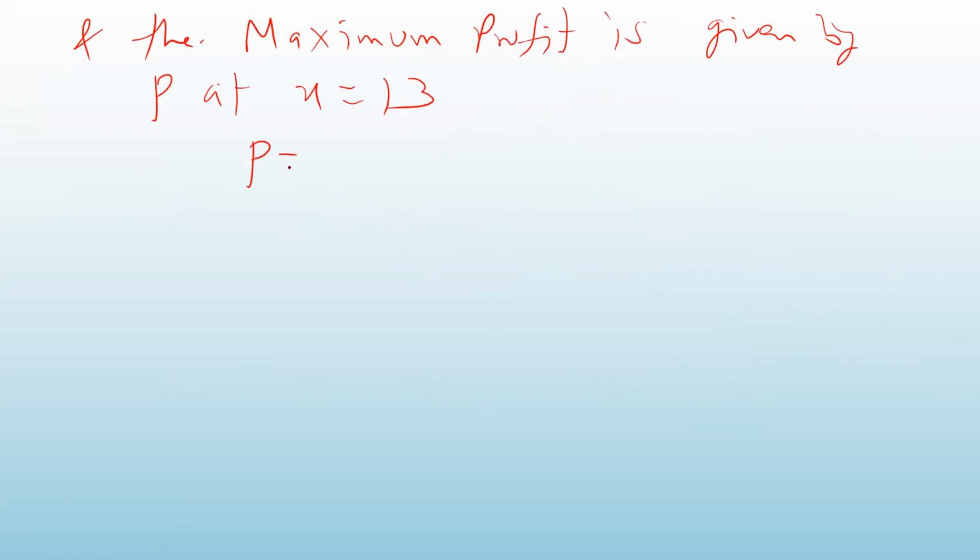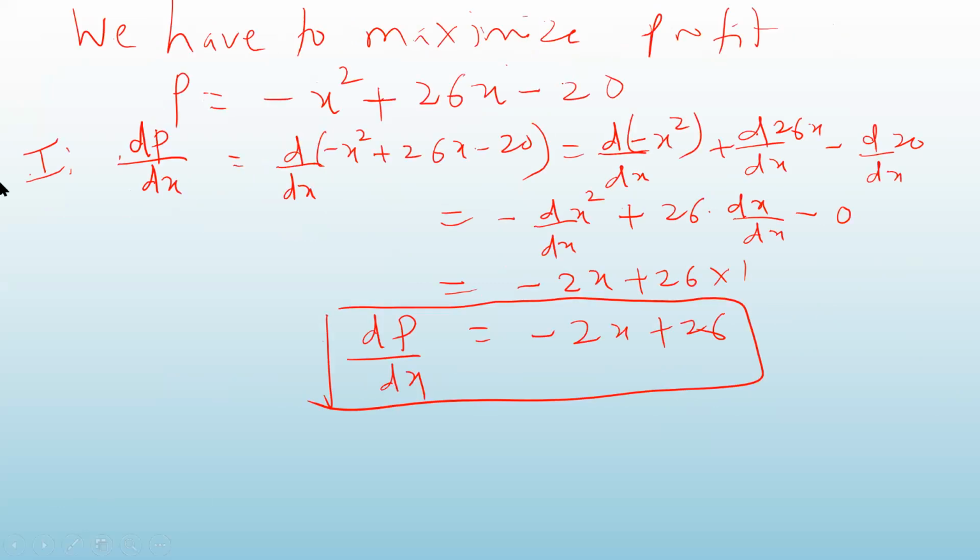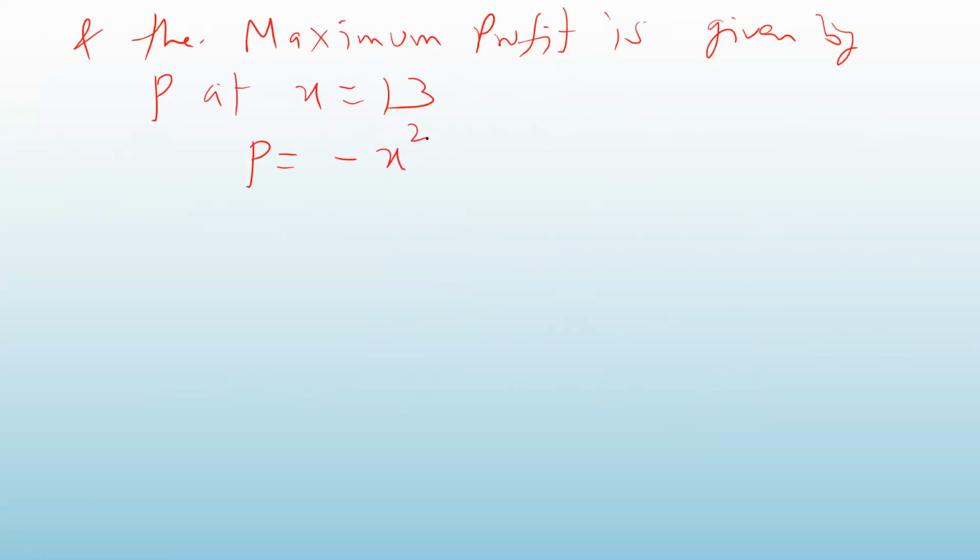The maximum profit is given by profit at x is equal to 30. So what was the formula of profit we got? This was the formula for profit we got, right? Minus x squared plus 26x minus 20. Look at here. This was our profit.